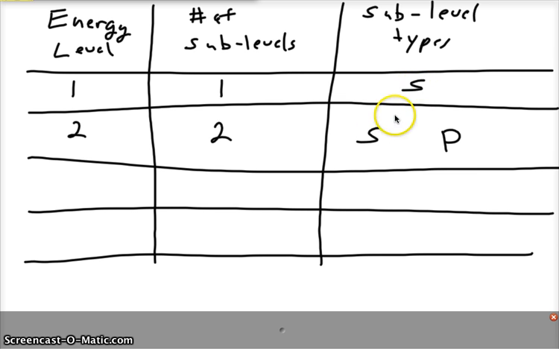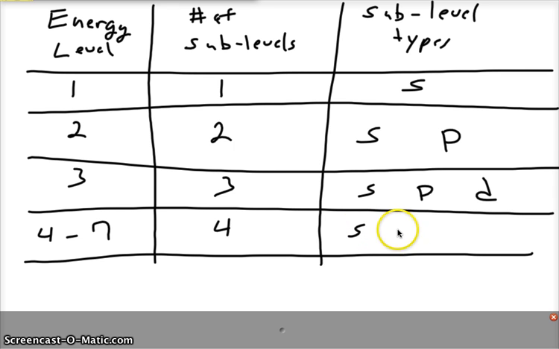Now, obviously, these two S sublevels will be similar to each other. They will be different, but they will be similar. And we'll get into that in a little bit. The third energy level has three sublevel types, S, P, and D. The fourth, fifth, sixth, and seventh energy levels have four sublevel types. They have S, P, D, and F sublevels. Again, all these S's will have some similarities because they're all S's. Now, they'll be different because they're on different energy levels. All these P's will have similarities because they're all P's. They'll be different because they're on different energy levels. S and P are different. P and D are different, etc., etc.